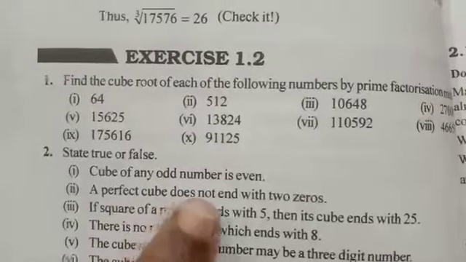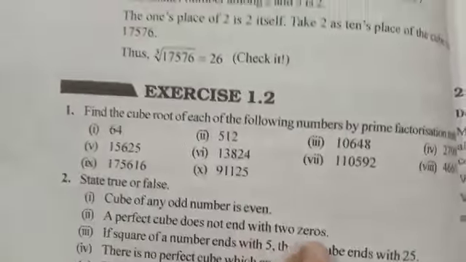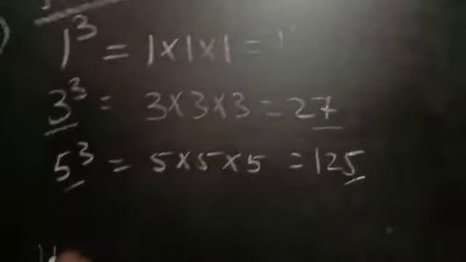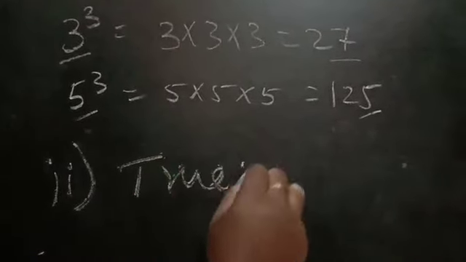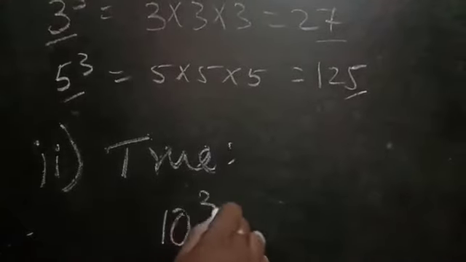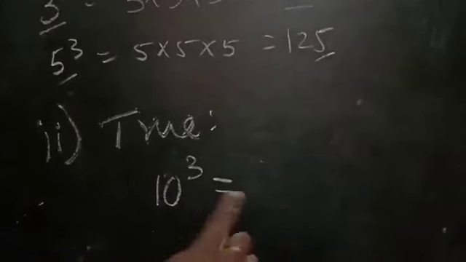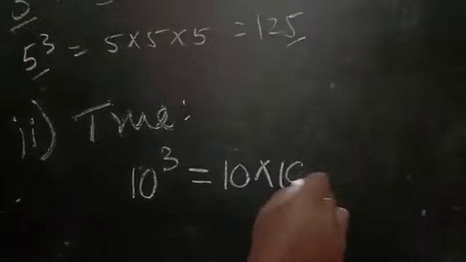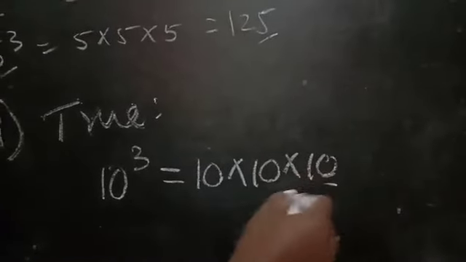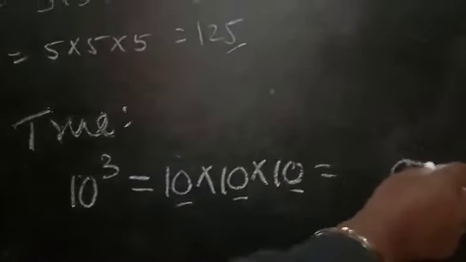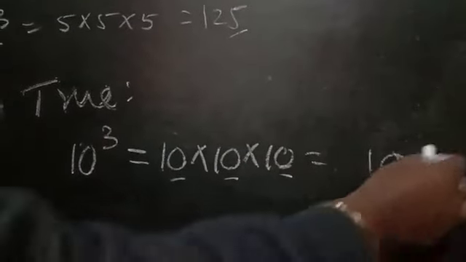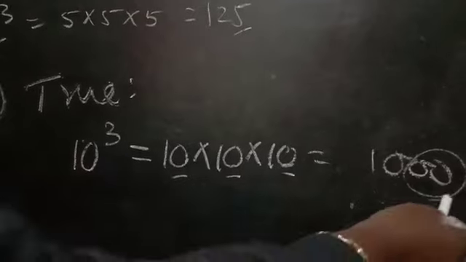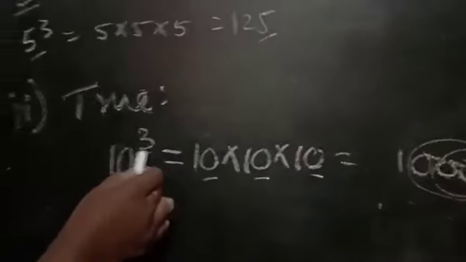Second question, a perfect cube does not end with 2 zeros. Yes, it is true because cube means we have to multiply 3 times. So 1, 2, 3, 3 zeros we should write. 1 into 1 into 1, 1 only. So it will not end with 2 zeros, it will end with 3 zeros because 3 times we are going to multiply.